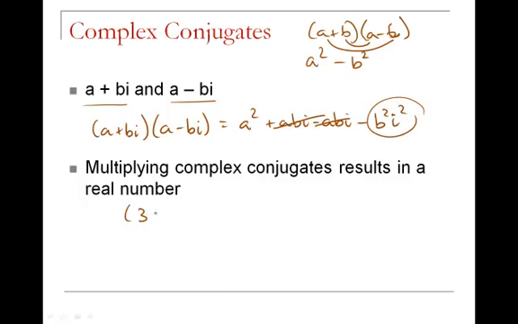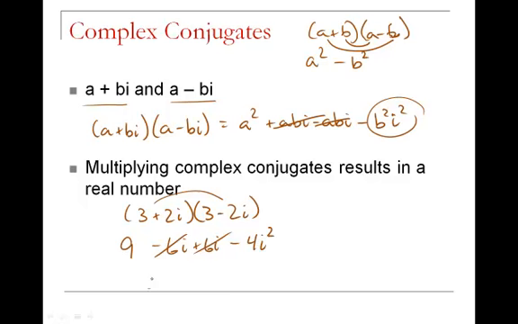So let's do one with some actual values. The complex conjugates 3 plus 2i and 3 minus 2i gives me 9 minus 6i plus 6i. I don't really even have to do that part. And then minus 4i squared. That becomes 9 plus 4, because minus 4 times negative 1. So the answer is 13.